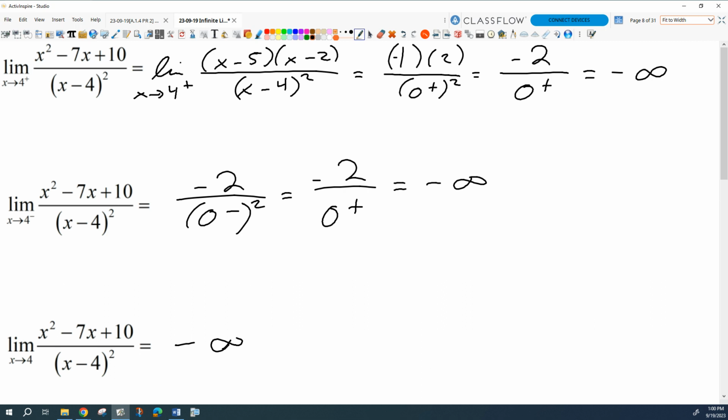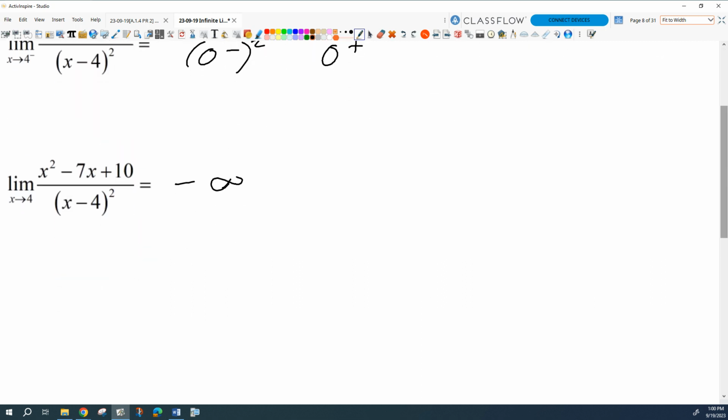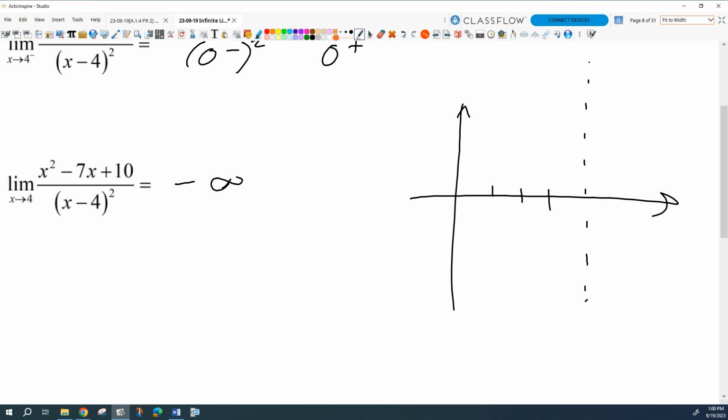Okay, which tells us something pretty cool. It tells us that at 4, we've got a vertical asymptote, and the function is doing something like that, right? Okay, so that is useful.